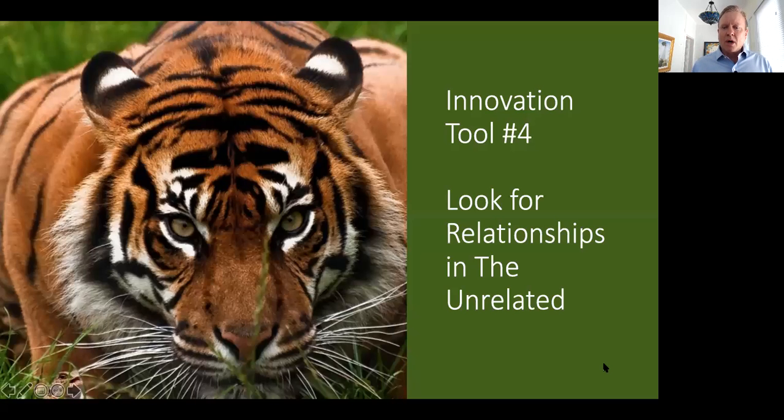Innovation tool number 4, look for relationships in the unrelated. So again, this is a tiger that will crouch down, and when it jumps, it arcs over. And that's the same movement as how the stock market moves. So you could take a look at something at the zoo, which would actually apply to the financial markets, completely unrelated. And I encourage you to make observations in one industry and bring it to another.